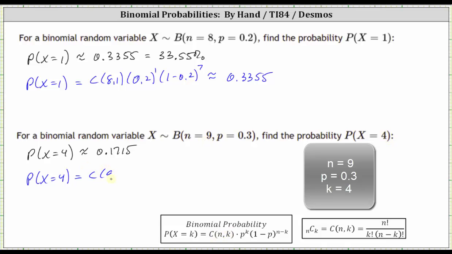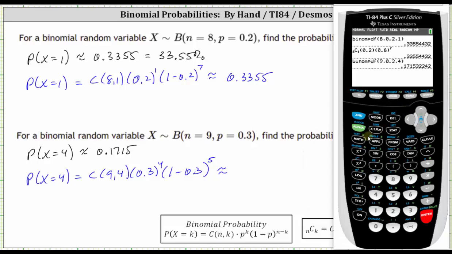And then we have times p to the power of k, which is 0.3 to the power of 4, times the quantity 1 minus p, which is 1 minus 0.3 raised to the power of n minus k. N minus k is 9 minus 4, which is 5. And now let's go back to the calculator.